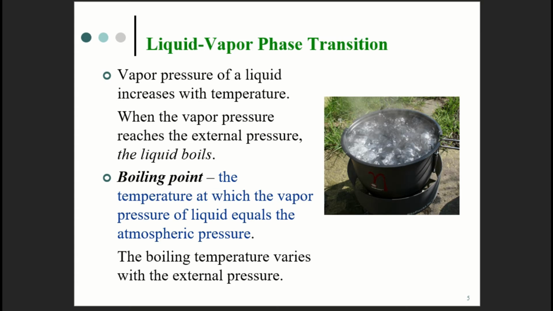When they are equal, class, what happens there is the vapor pressure pushes against the atmospheric pressure, which allows the liquid particles to vaporize more easily, because they can contend with the atmospheric pressure and push it. So the boiling point is reached when that happens. So the boiling temperature varies with the external pressure.